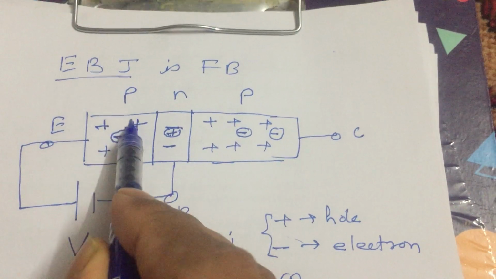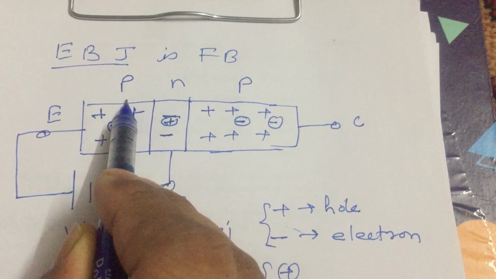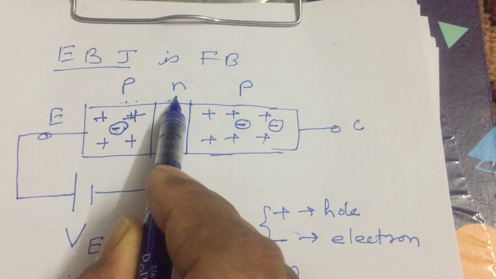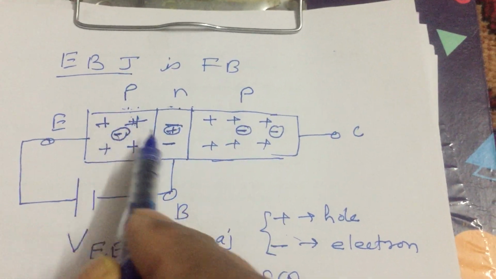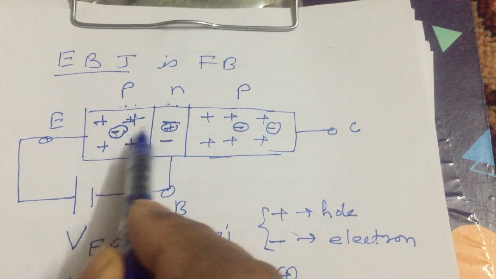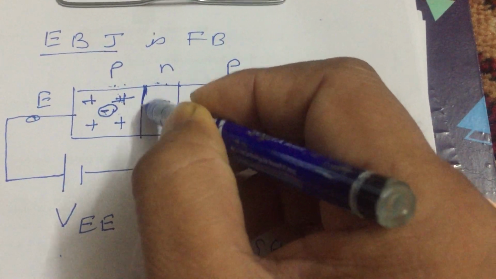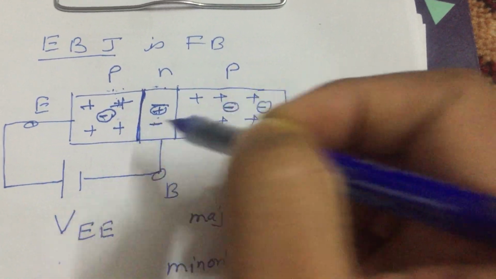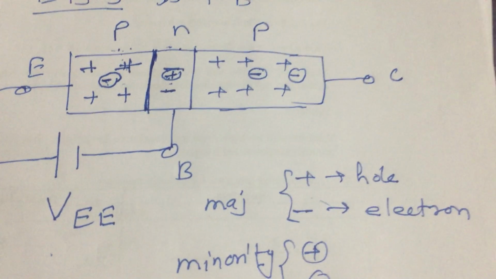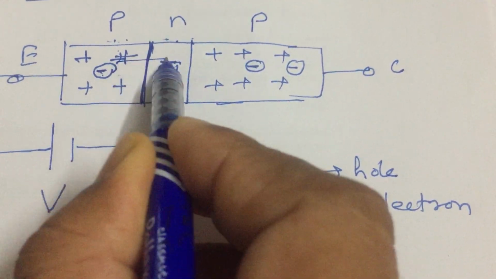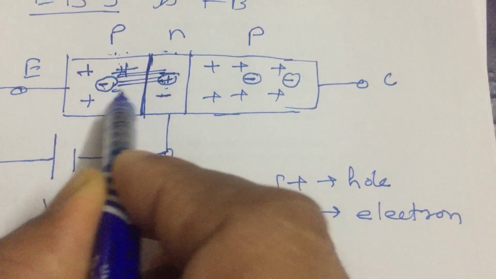When it is forward bias, this is a P-type semiconductor, this is an N-type semiconductor. So it is just working as a forward bias diode, emitter and base. This junction is forward bias, similar to a forward bias diode. There is a depletion layer between emitter and base, and because it is forward bias, the width of the depletion layer is very narrow. So almost all the holes will be able to cross the junction.